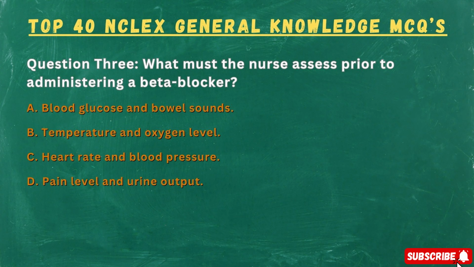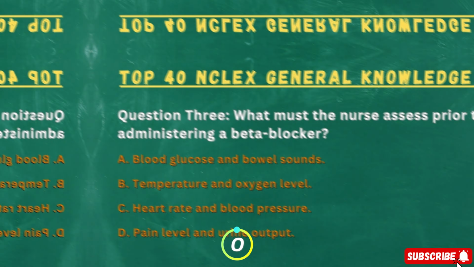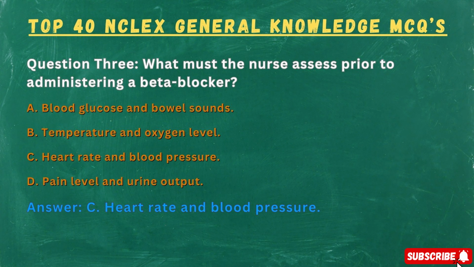Question 3. What must the nurse assess prior to administering a beta blocker? A. Blood glucose and bowel sounds. B. Temperature and oxygen level. C. Heart rate and blood pressure. D. Pain level and urine output. Answer. C. Heart rate and blood pressure.